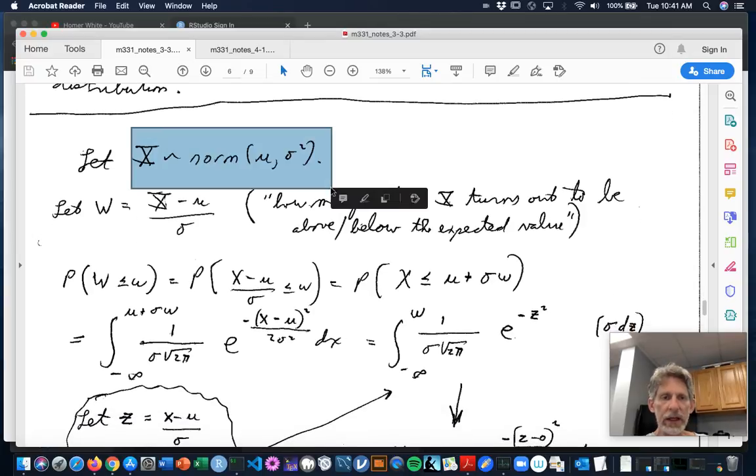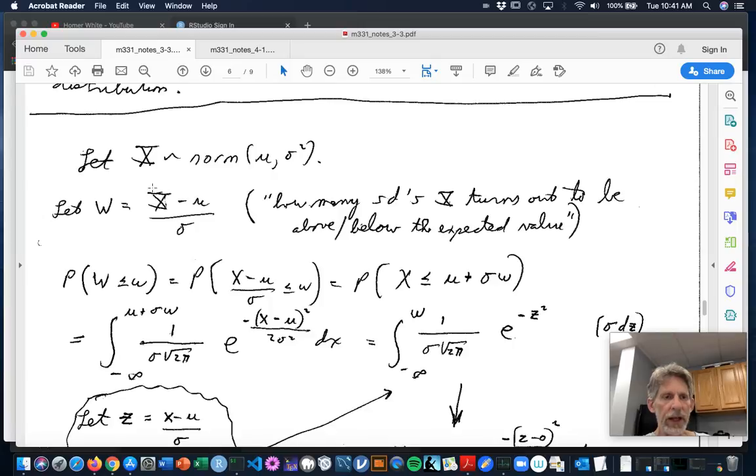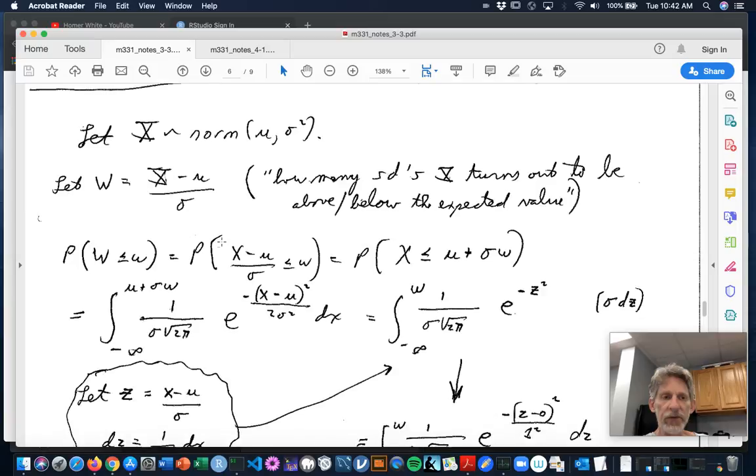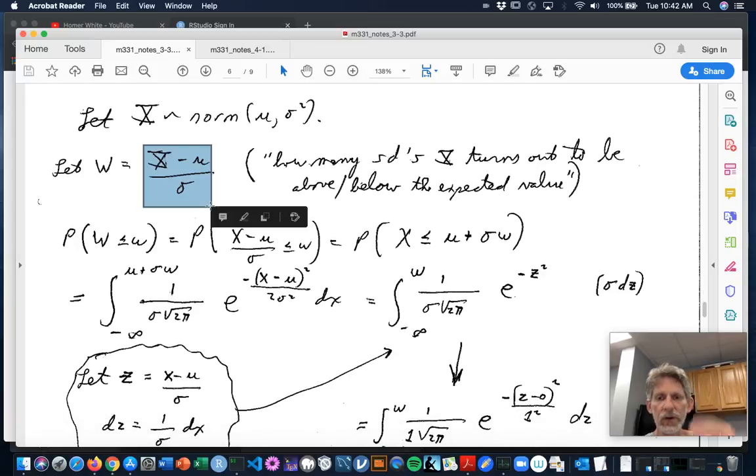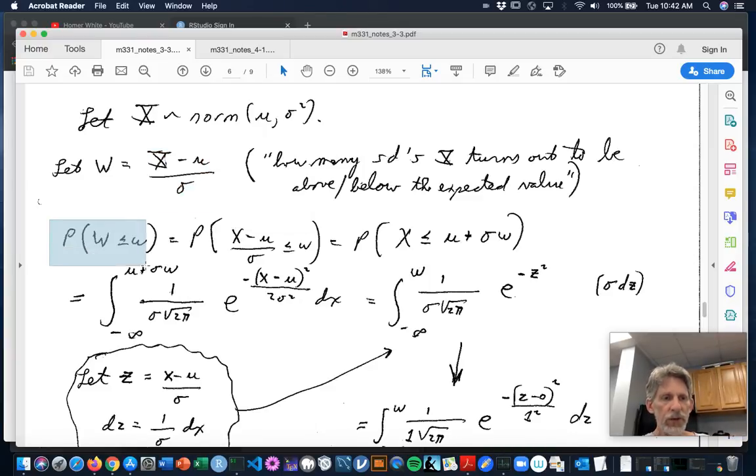If you take any normal distribution and you transform it, so you take a little function of that random variable, X minus its mean divided by its standard deviation, call it W for now. That new random variable says how many standard deviations X is going to turn out to be above or below its expected value. And I'd like to find the distribution for capital W, the distribution of this, what we call the standardized version of X. So I want to know the chance that capital W is less than or equal to little w.